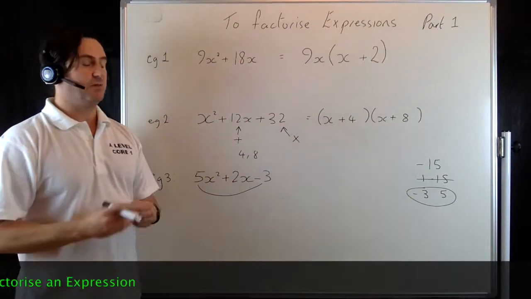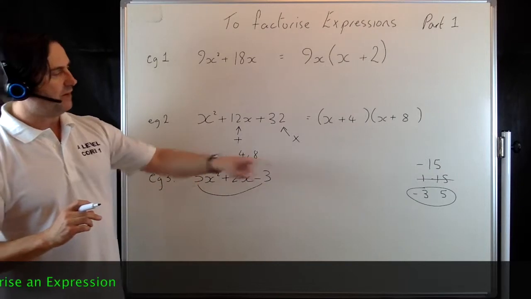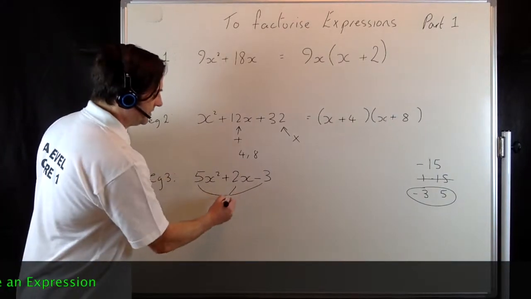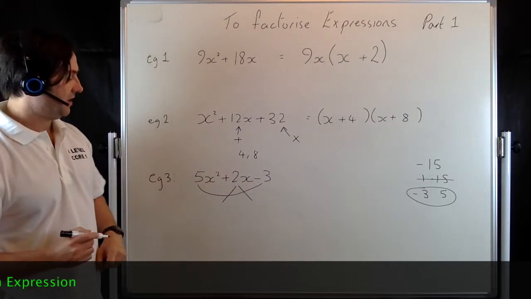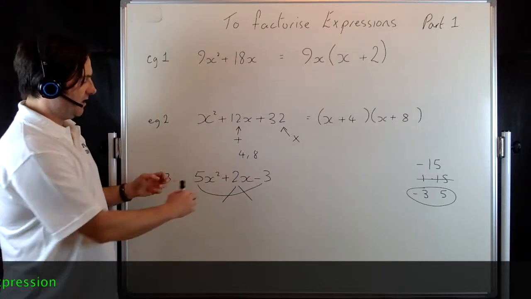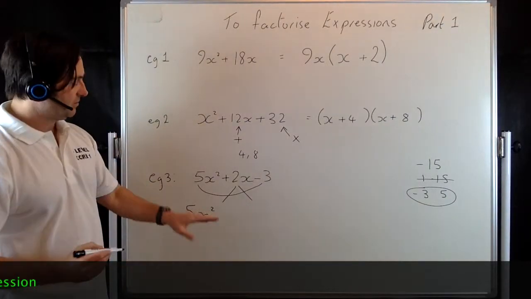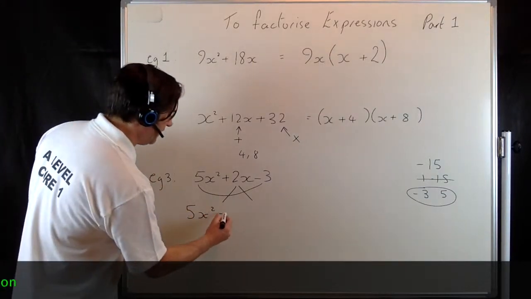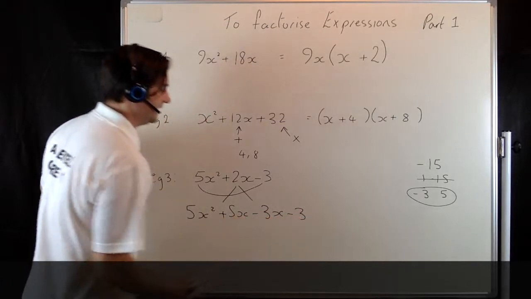Now, this isn't as simple as this one. What we need to do, we need to go through another couple of steps to be able to do this. Once we've established what our numbers are, we need to split the middle term into those numbers. So I split the positive 2x into negative 3x and positive 5x. Try and put it the correct way round to make it easy to factorise. I'm going to write this out again: 5x squared. I don't want to put the negative 3x first because it won't factorise with the 5x. So I'm going to put the 5x first, then the negative 3x, and then finally the negative 3.